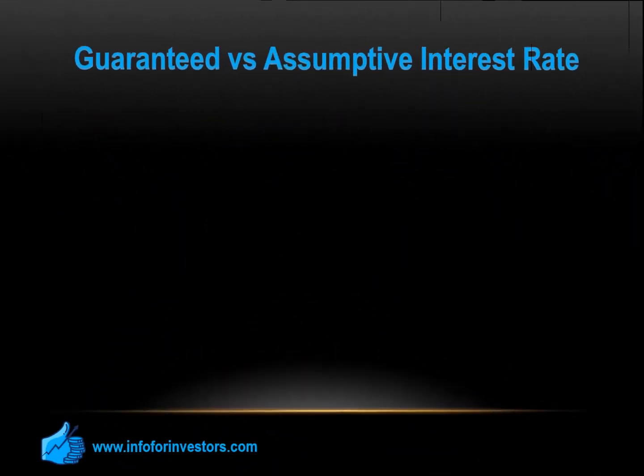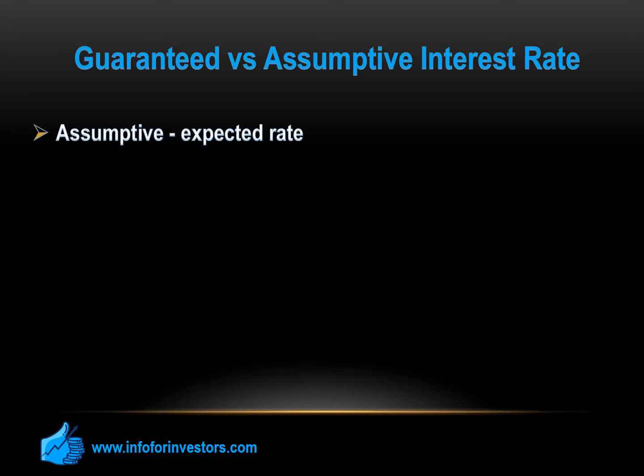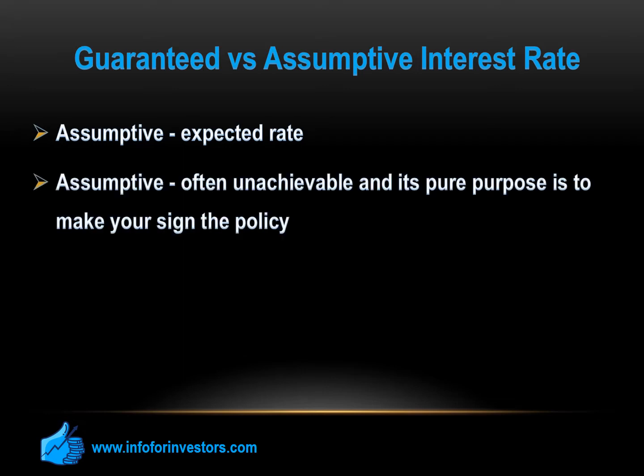Now, let's discuss guaranteed versus assumptive interest rate. Here you have to be aware of two interest rates, guaranteed and assumptive. The latter is the rate that your insurer will show you and try to tempt you with. This is a rate that is expected or might be achieved in ideal market conditions, or, in one word, hypothetical. Be careful. This rate is often unachievable and its sole purpose is to make you sign the policy.